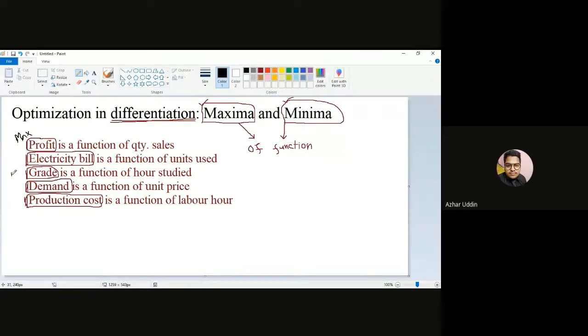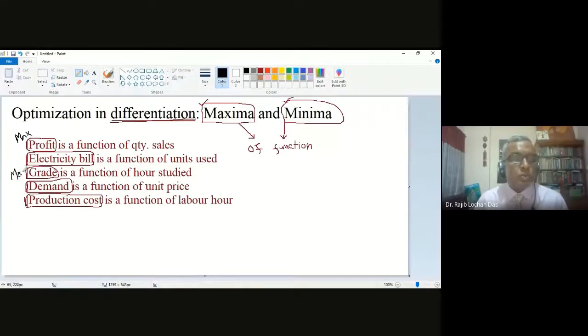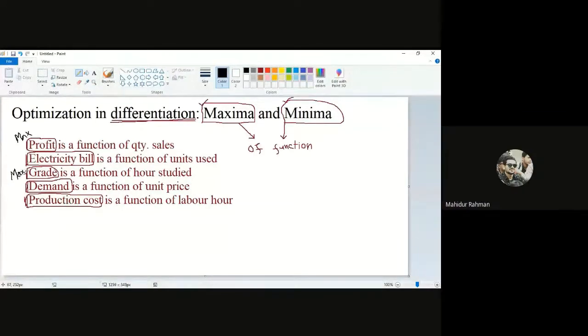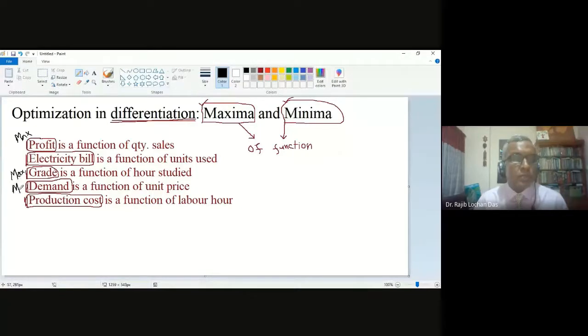If we do not know the function, then what will happen? Yes, that is a good question. I'm saying here, grade is a function of hours studied. So how many hours should you study so that your grade will be maximum? It is possible, but possible when? Only when you know the function.